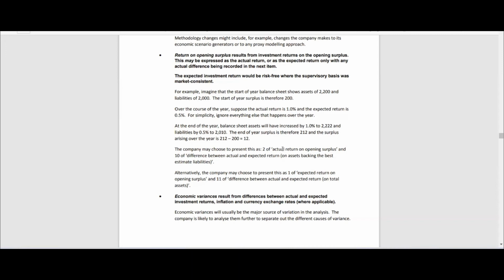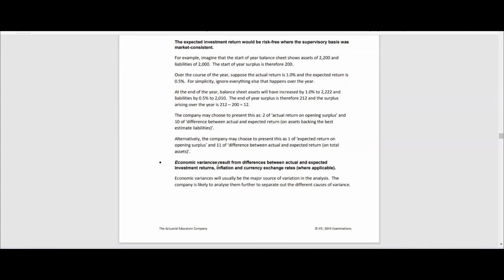So here you can see it is splitting. In this case, 1 is the unwind that we have just spoken about, and 11 would be the difference between actual and expected. That's how you can split the economic variance. Economic variance results from the difference between actual and expected. I think by this time it is probably ingrained in you what we mean by economic variance.